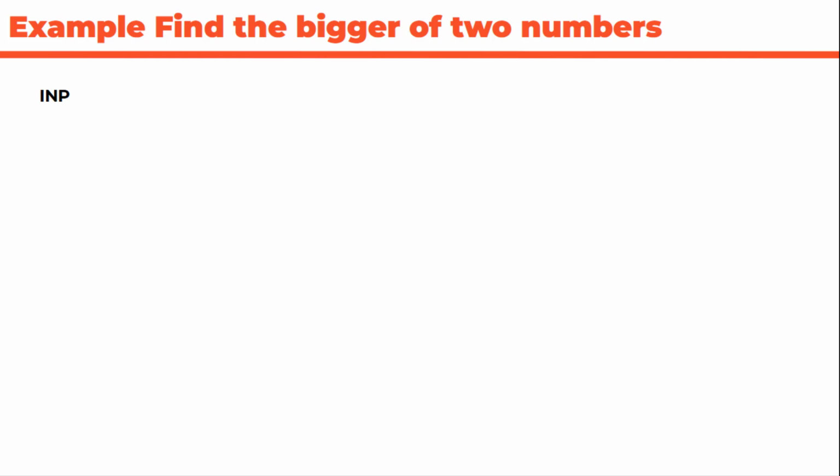So we're going to input our first number. We're going to store it in a data store called first. We're going to input a second number, and we're going to store that one as well in a data store called second.